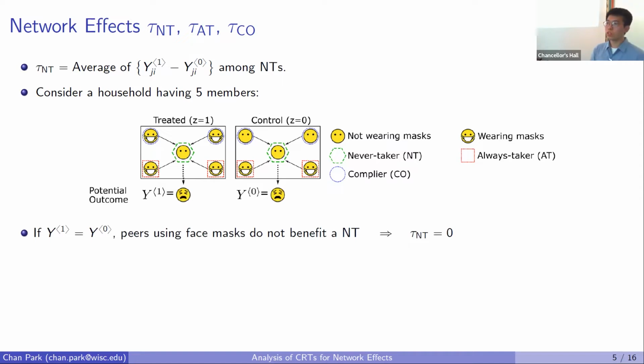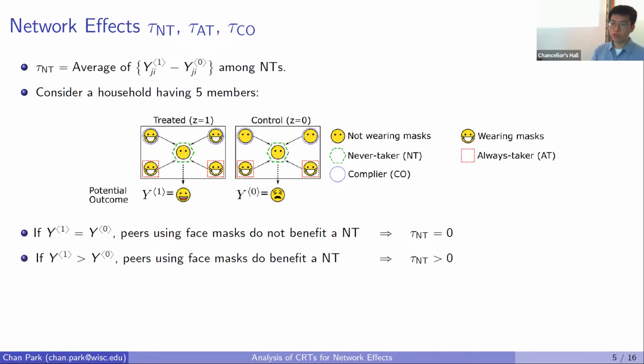If these 2 outcomes are the same, it means peers using face masks do not benefit this NT. And as a result, there is no effect among never takers. On the contrary, if the outcome under treatment is better than that under control, it means peers using face masks do benefit this NT.